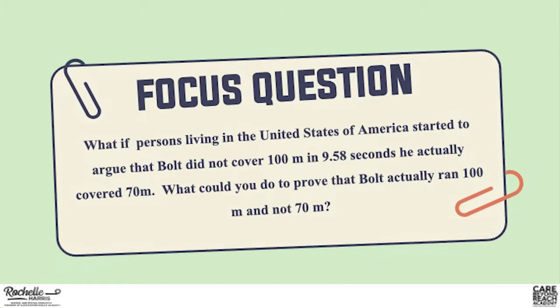So this is the statement. Persons in the United States are saying that Usain did not cover 100 meters in 9.58 seconds. He only covered 70. How could you prove that he actually ran 100 meters and not 70 meters? So we look at the applicability of measurement here in track and field.